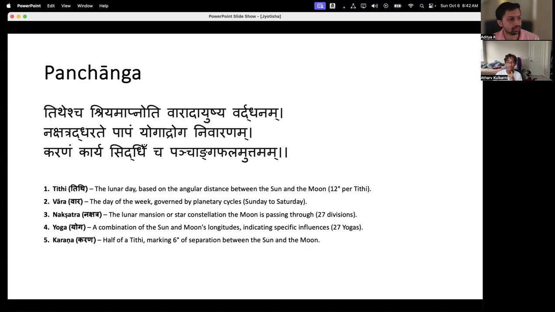So Tithi gives you Shriyam, which is wealth. Vara, which is the weekday, gives you Vardhanam, an abundance of anything. It increases whatever you have. Nakshatra, Nakshatrad Harate Papam: Nakshatra removes any sin. Yoga, Roga Nivaranam: yoga removes any diseases or health problems that you have.